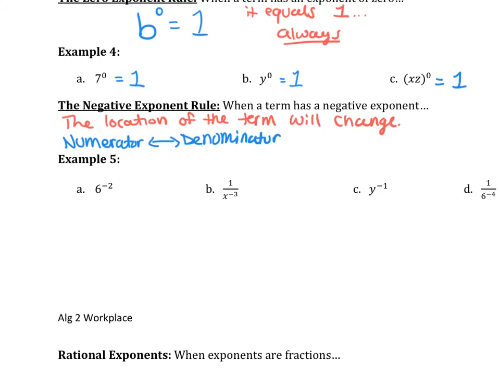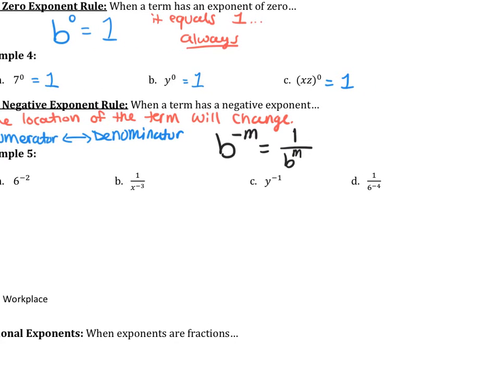So what I mean by that is if we have b to the negative m power, that would be rewritten as 1 over b to the m power. We just move it down into the denominator, and once we move it, the negative goes away. Its job is done. The negative exponent was just telling you, hey, I need to be moved. Once you move it, its job is done. Negative goes away.